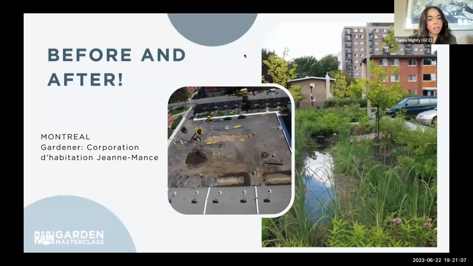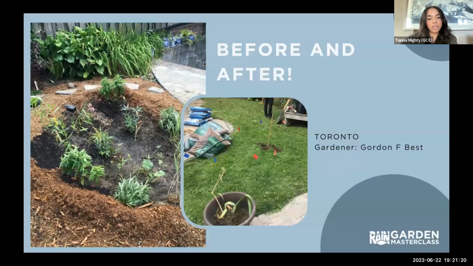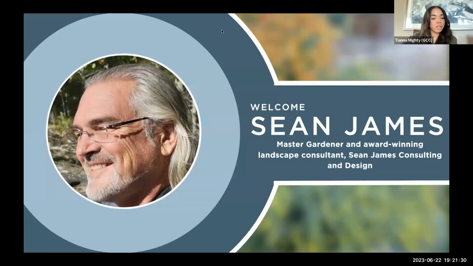This next one was done in Montreal, and it helps soak up any runoff from the adjacent parking lot. And I just love how green this one is. And this last one in Toronto was done by a participant of last year's Rain Garden Masterclass. And as you can see, it's a lovely landscape feature now in this residential yard. So I hope these pictures have started inspiring you of possibilities for building your own rain garden.